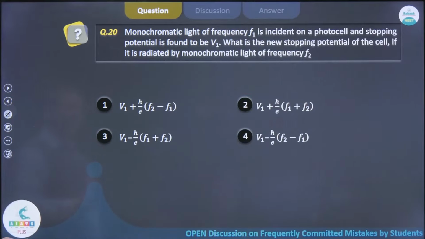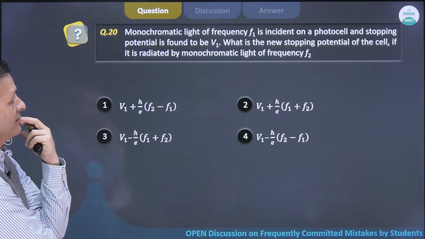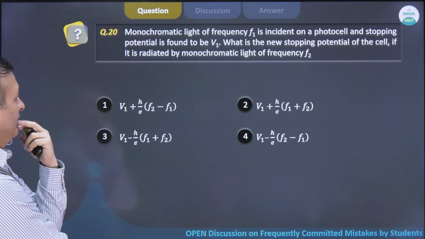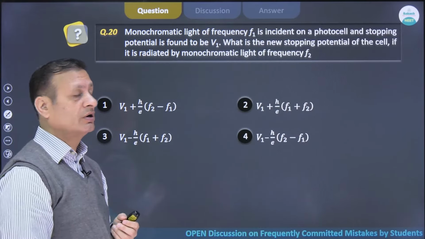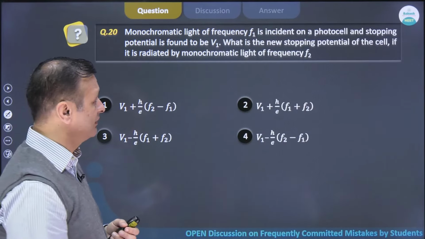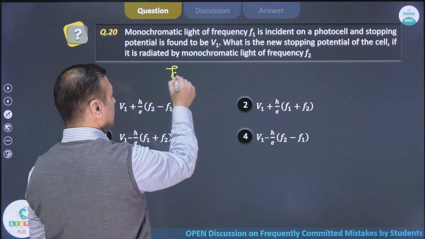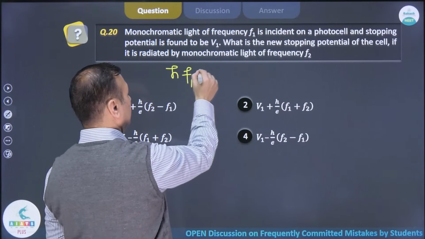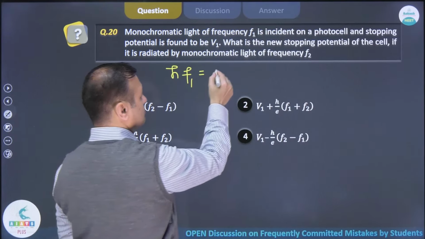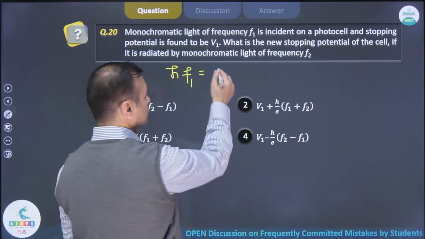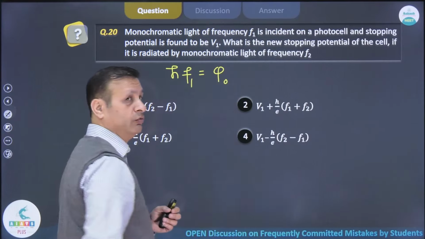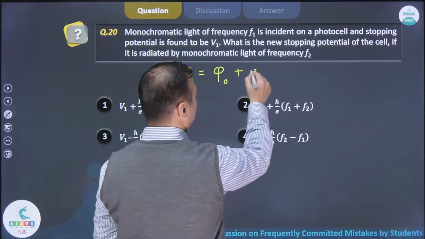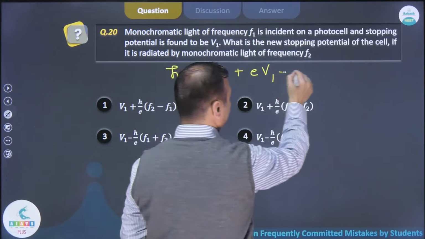Then we have next question, that is monochromatic light of frequency f1 is incident on a photo cell and stopping potential is found to be V1. Okay. So first, this is based on your photoelectric effect. So the equation of photoelectric effect says h into incident frequency, and that incident frequency is, let's suppose, f1 in the first situation. So this is as per Einstein's equation of photoelectric effect. So this is a standard work function plus kinetic energy or stopping potential. So this stopping potential is V1. So this is the first equation we have.